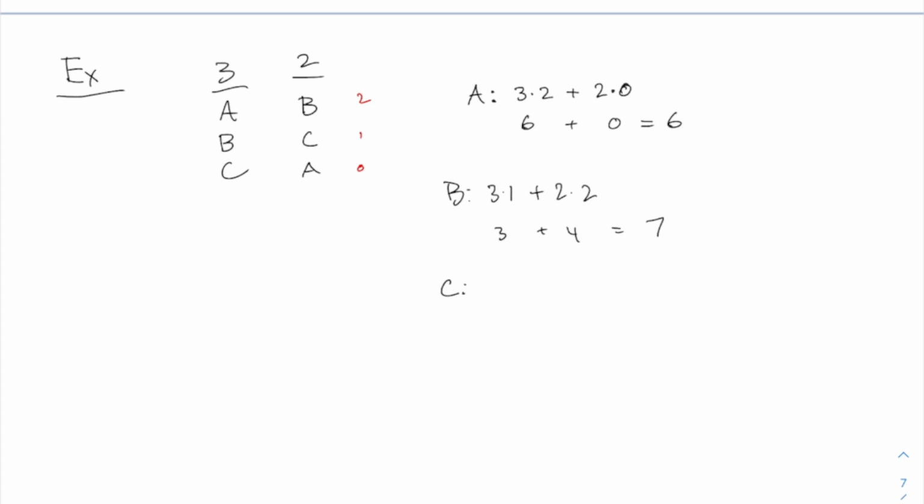The C gets 3 times 0 plus 2 times 1, right? That's 3 people give them 0 points, 2 people give them 1 point. This is 0 plus 2, which is 2. And so B wins using the Borda. All right.